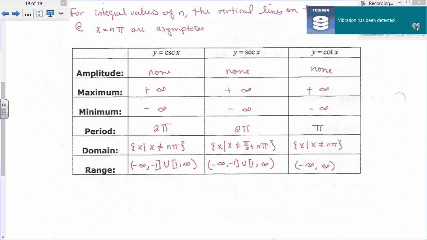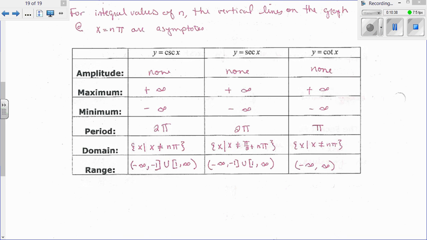All right, that is it for today. And that's actually it for the unit.